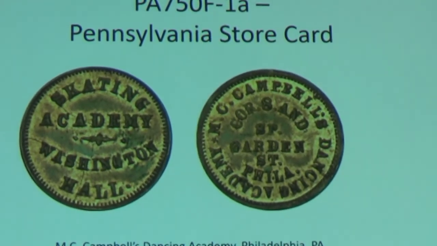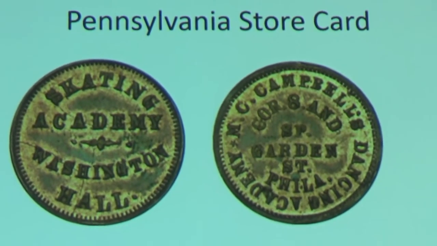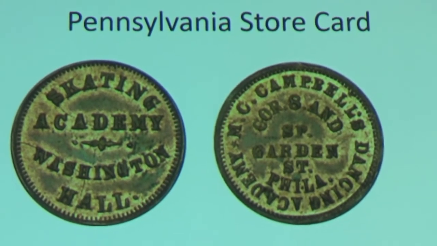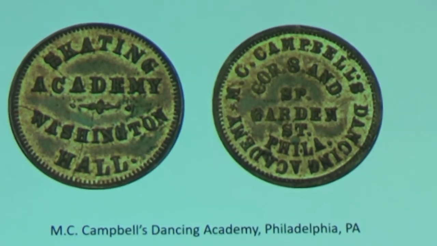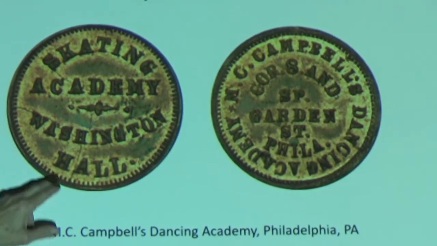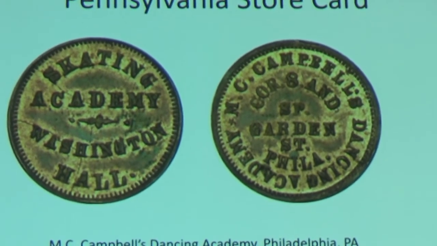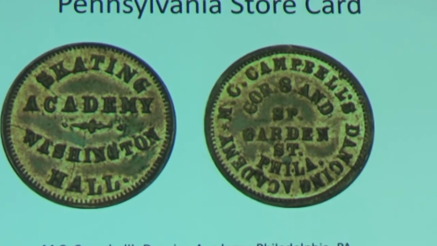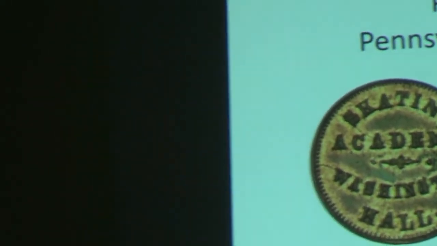When the Indian Head cents and some of the other ones were hoarded by people, a lot of vendors and different people would put out their own currency or coins. This particular one happens to be for the Dancing Academy in Philadelphia. And as a matter of fact, we have one here. It's going to be a door prize. And it's also for Philadelphia. So if you're interested, it's great.